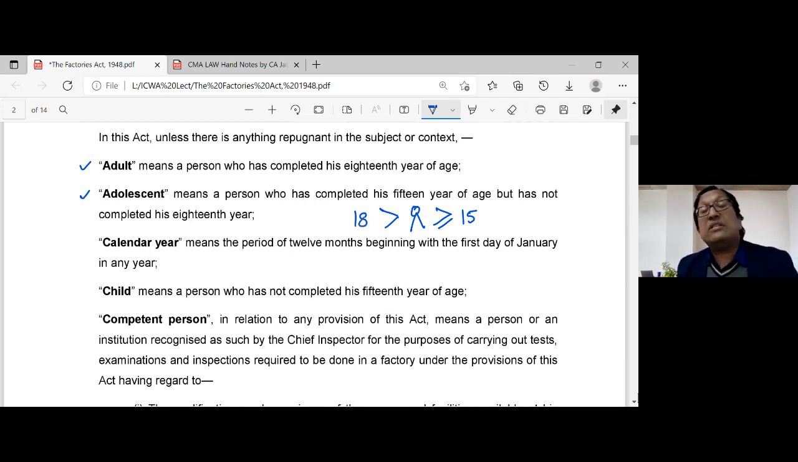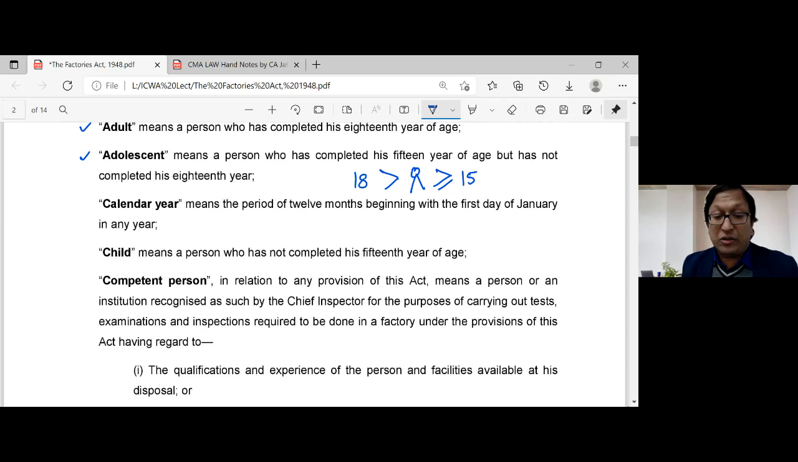Even adolescents can work in factories. There is no prohibition on that. No doubt, certain rules of the factories regarding payment of wages and leave differ for them. We will study them later on.